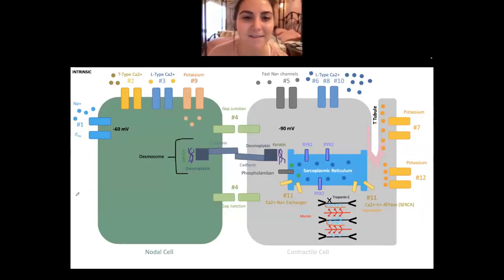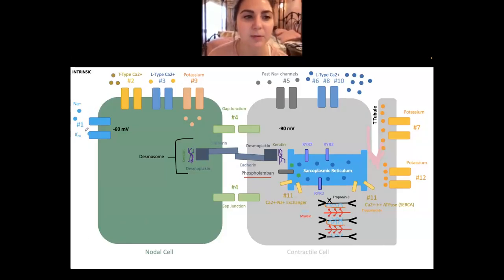Okay. So I wanted to show you in real time what was happening intrinsically, because it'll really help with the antiarrhythmics, seeing the physical channels and, of course, going into a little bit of the molecular bio. The first thing, remember, your nodal cells I had in green, and your contractile cells I had in gray. I'm also going to talk about phospholamban a little bit, because of other drugs. But okay, so we have our nodal cell.